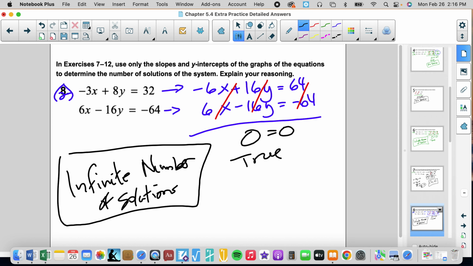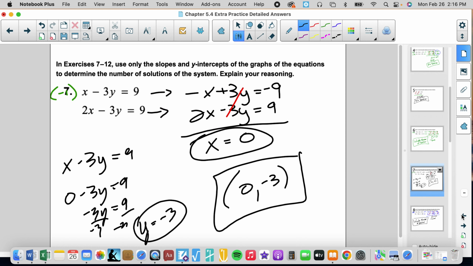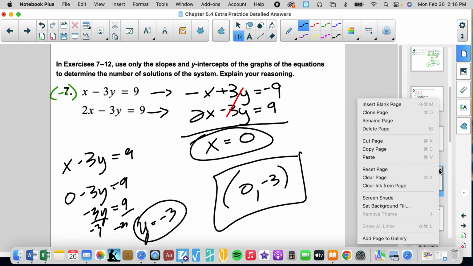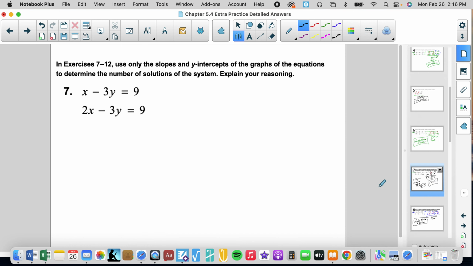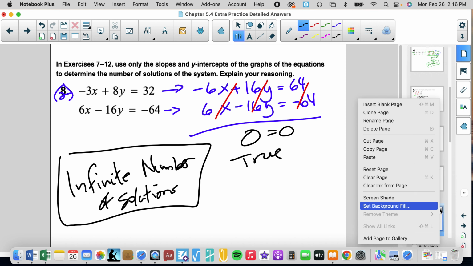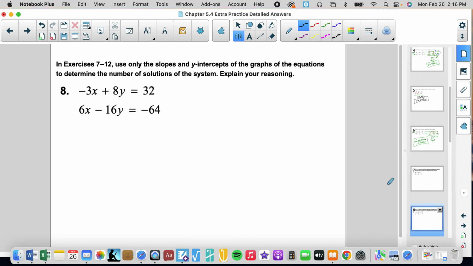Use only the slopes and y-intercepts of the graph of the equation to determine. Whoopsies. Have I been doing the wrong one? Okay, whoops, sorry, my bad. Let's go back. Sorry. Let's clear the ink. We're going to redo those two problems. Clear the ink. Sorry, Mr. Mac did not read the directions. Use only the slopes and y-intercepts of the graphs.